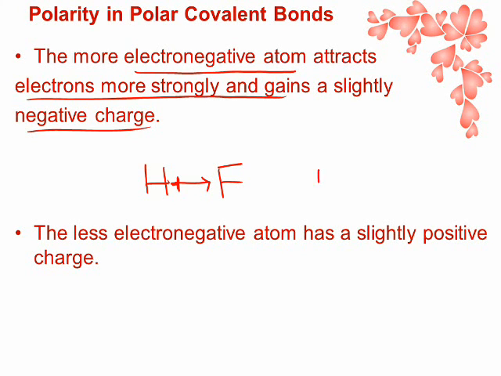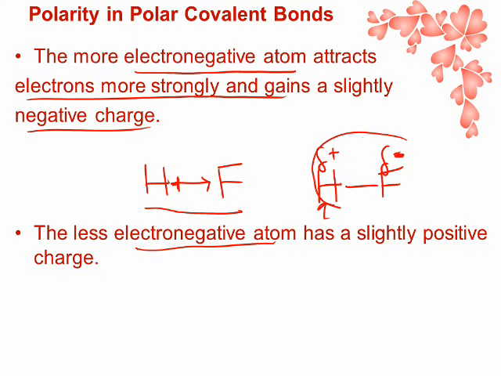So you can write it like this, and I kind of prefer it this way because you can really see exactly the delta negative, delta positive. You can see right off which one is partial negative and which one is partial positive. Here you can too. I think it's just easier showing the partial negative, partial positive sign. So the less electronegative atom has a slightly positive charge. They're still sharing though. It's still a shared covalent bond.